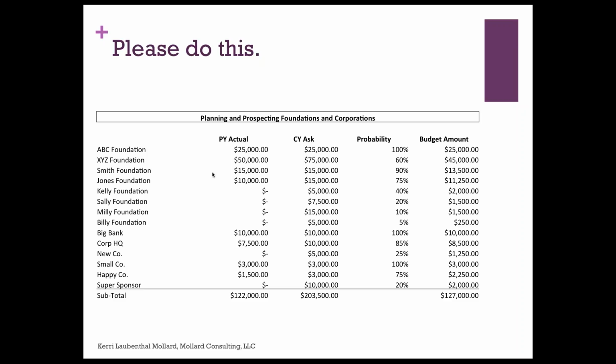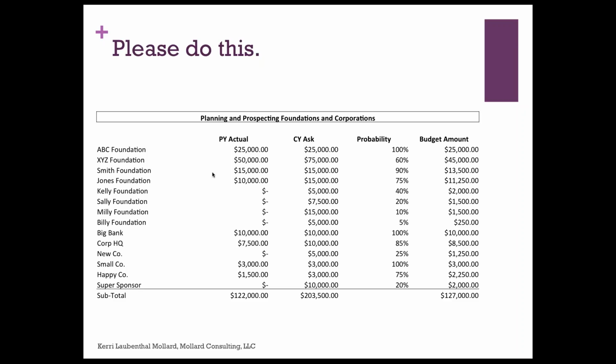I want you to sit down and think, okay, probability. How likely is it that we're going to get an increase from 50 to 75? In this example, I put it at a 60% chance of getting that increase, which means that I'm only budgeting for 45. The Smith Foundation, we got it. The Jones Foundation, we're asking them to go up more. There's a 75% chance there.